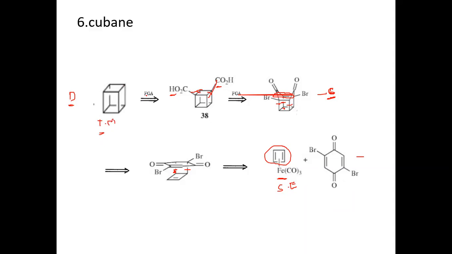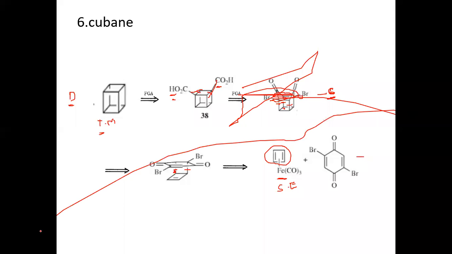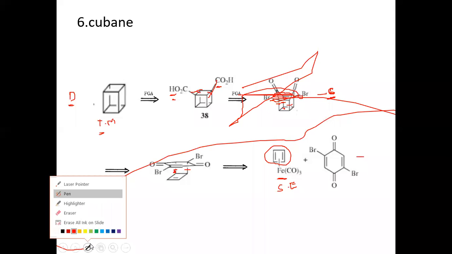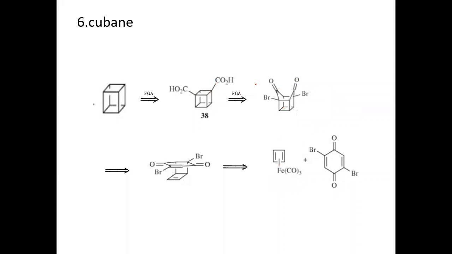First we have to do functional group addition. What does that mean? Addition of carboxylic acid. Next, again we are doing one more functional group addition: bromine atom and bromine atom. Next, we are disconnecting homolytically using light. We will get this. Next, if you disconnect here and here, we will get this molecule and this molecule.